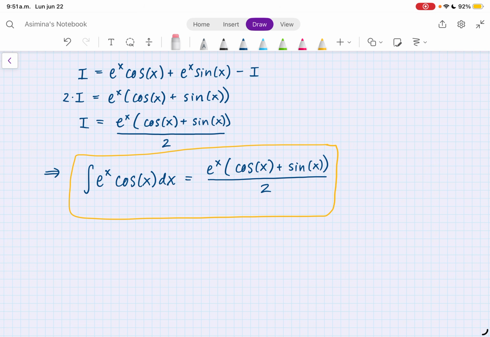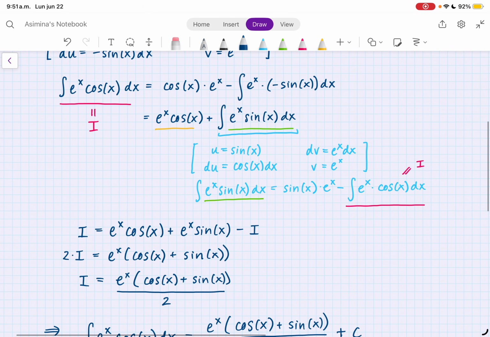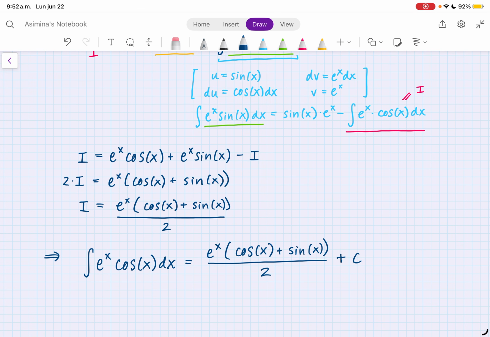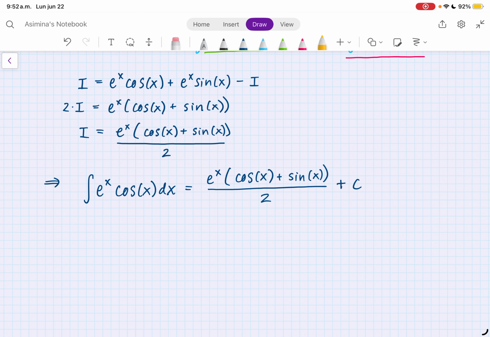But before I say that, I'm just going to add one more thing, which is this is an indefinite integral, so there should be a plus C here. And I should have put a plus C when I evaluated, well, I guess I never really evaluated I, but there should be a plus C there. So now this is our final answer.